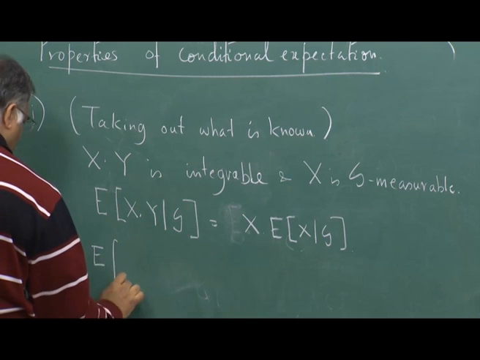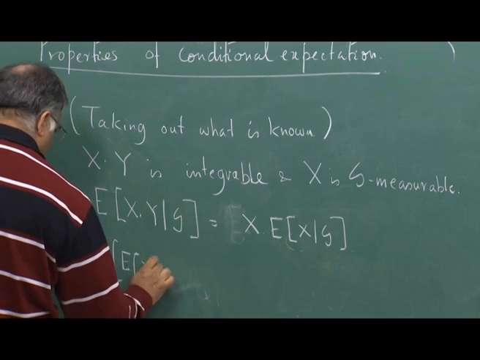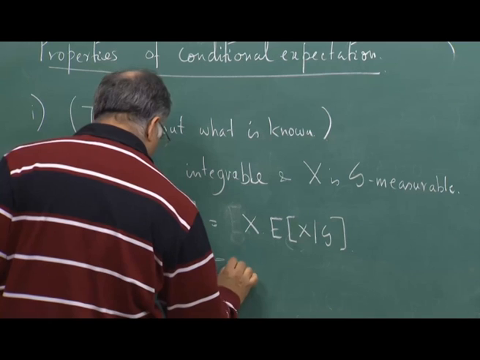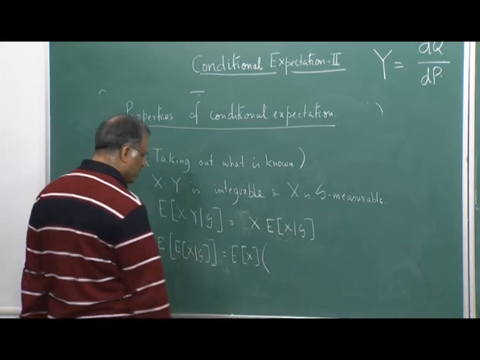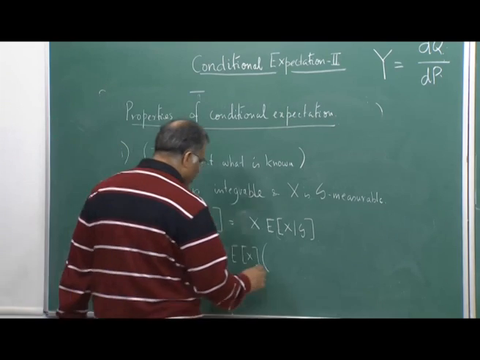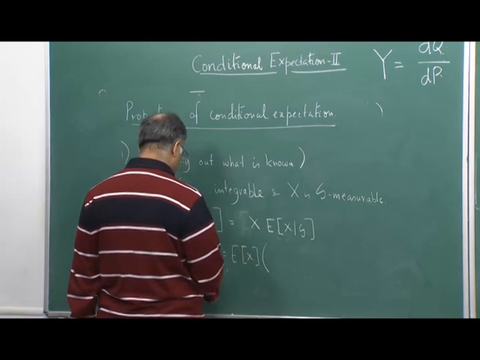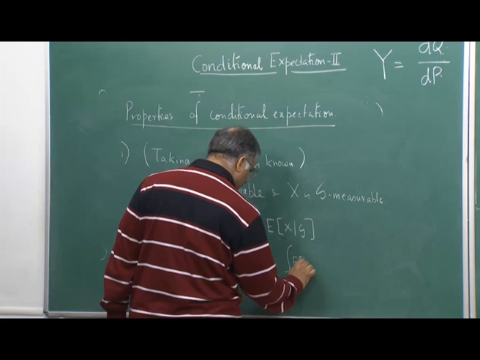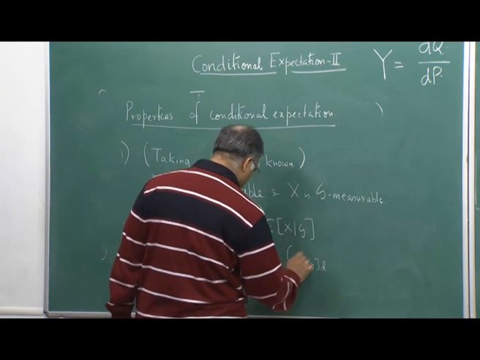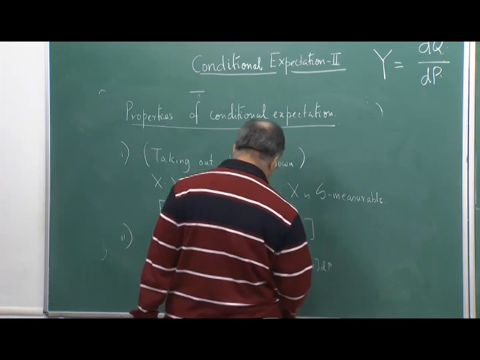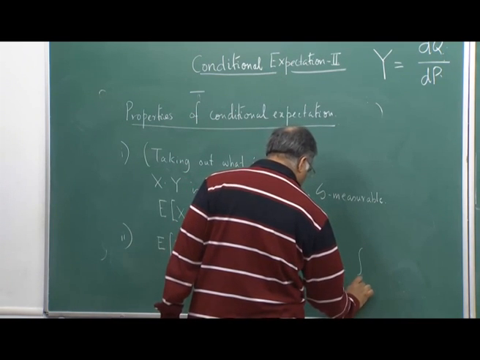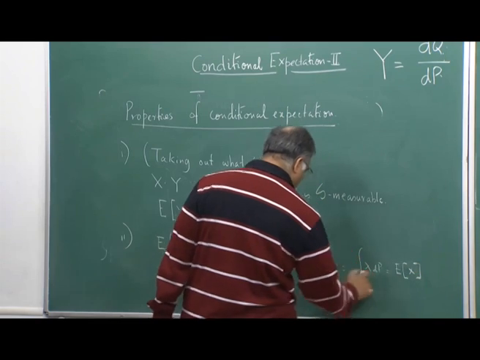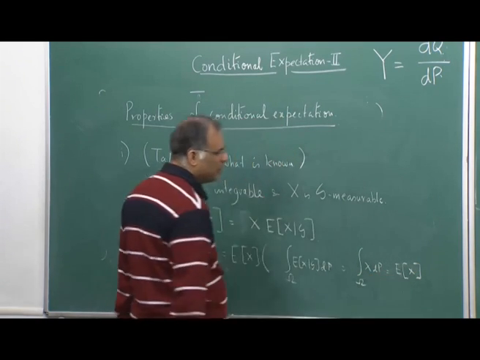Number 2: the expectation of E[X|G] is the expectation of X. This is a very simple property, because if you use the partial averaging property, what does it mean? What does the expectation of a thing mean? The integral over Omega of E[X|G] dP, this means this, and this means the integral over Omega of X dP, and that is the expectation of X. So this is the partial averaging property, and it gives me this.